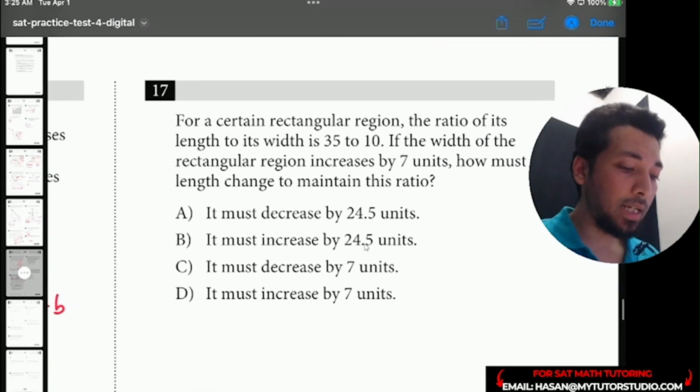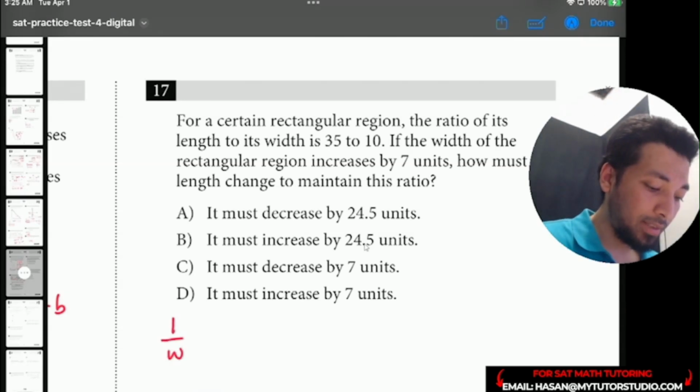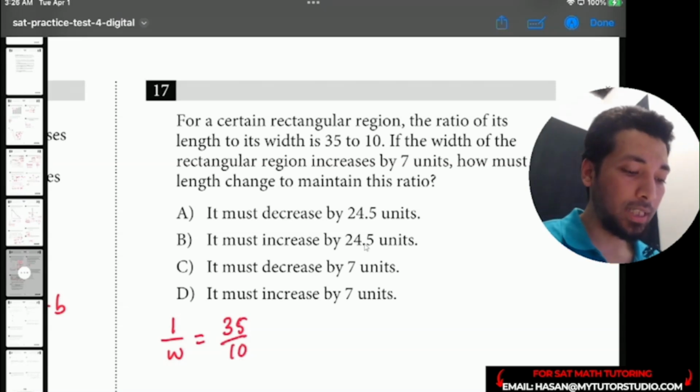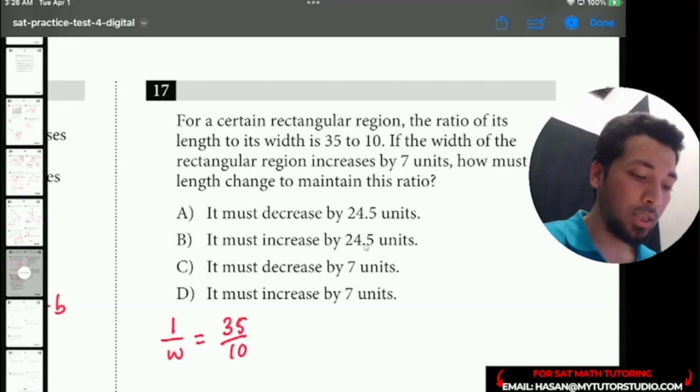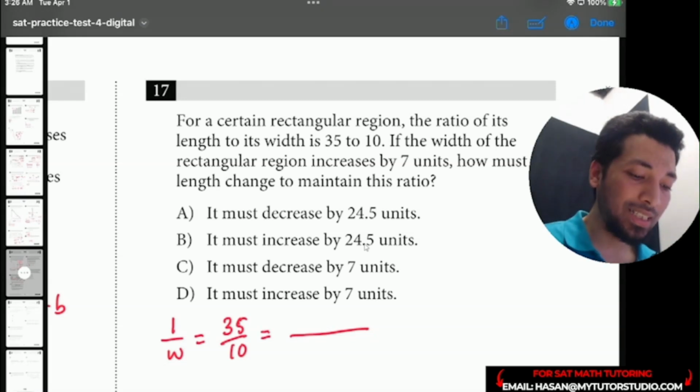For a certain rectangular region, the ratio of its length to its width is 35 to 10. So length over width is 35 over 10. If the width of the rectangular region increases by 7 units, how must the length change to maintain this ratio? So I want to update my width. So the width would be increasing by 7. So that would be 17 now.